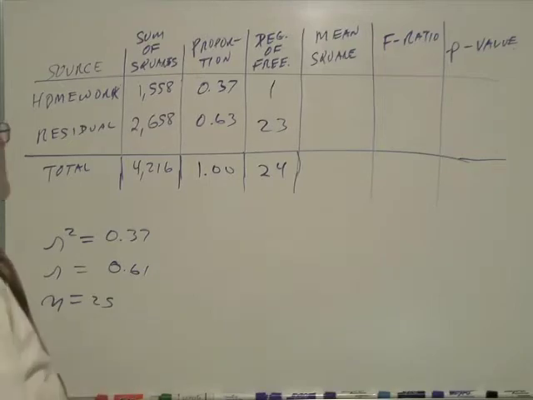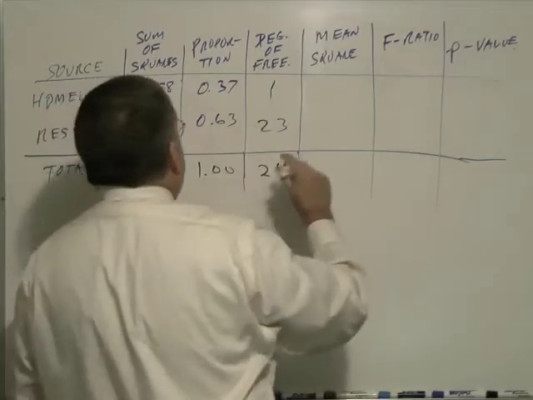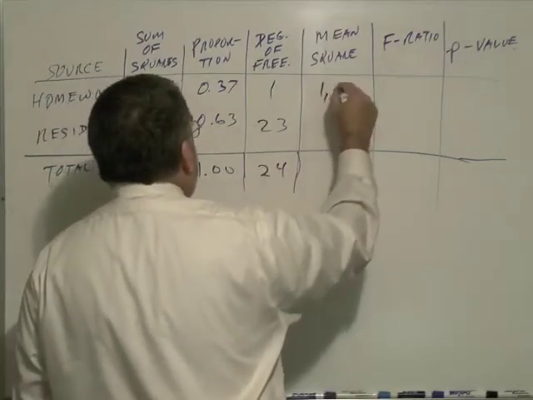Well, the mean square will be the sum of squares divided by degrees of freedom. So the first one's always easy.